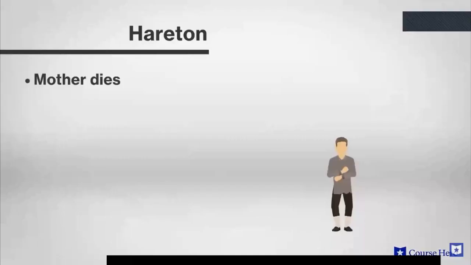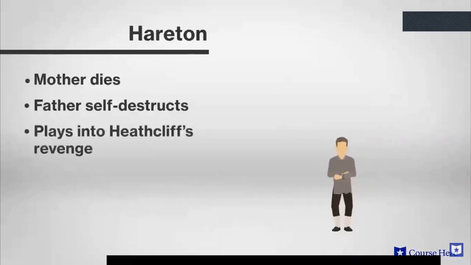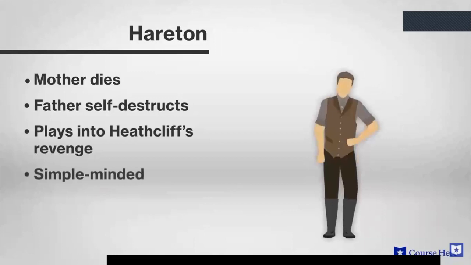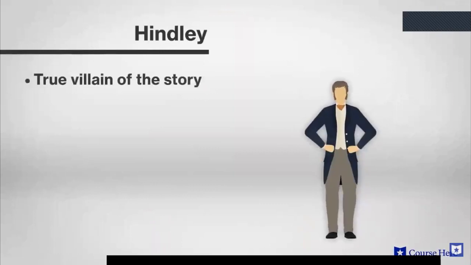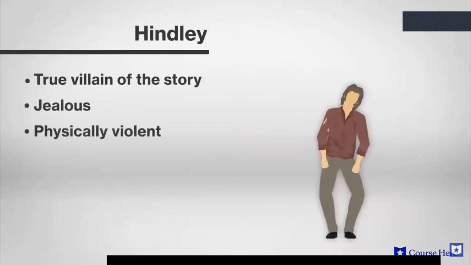Hareton's mother dies at birth, and his father Hindley self-destructs. Hareton falls into Heathcliff's clutches and is turned against his father and the trappings of upper-class society. He lives a simple life, blissfully unaware he's a brute. When Catherine teaches him to read and write, they fall in love. And when Heathcliff dies, Wuthering Heights is restored to Hareton. Hindley becomes master of Wuthering Heights, whose jealousy and malice drive him to physical violence and degradation of Heathcliff, which ignites Heathcliff and Cathy's thwarted love and spurs Heathcliff's destructive plans for revenge. Hindley renounces God when his wife dies and becomes a careless alcoholic and abusive father.